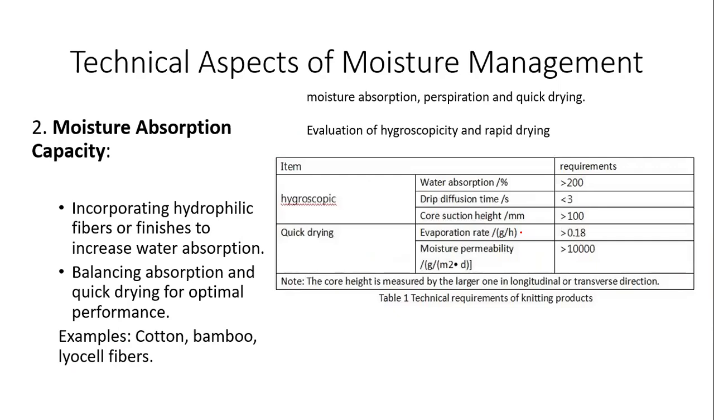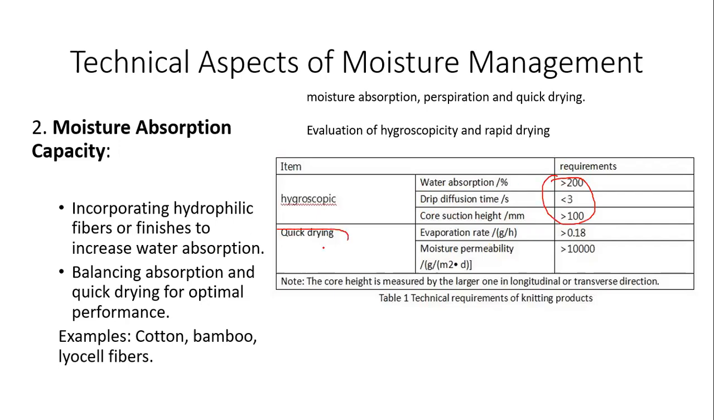Right. And then the second pillar, the moisture capacity improvement. The moisture absorption, perspiration, and quick drying are related to the moisture absorption capacity. Moisture absorption capacity basically looks into the hygroscopic and hydrophobic nature of the material. So there are theories that were developed. In the table, it was given that if it is hygroscopic, then water absorption, drip diffusion, and wicking height are some of the performance parameters that we check for moisture management.